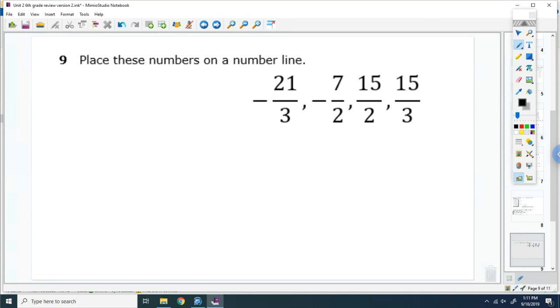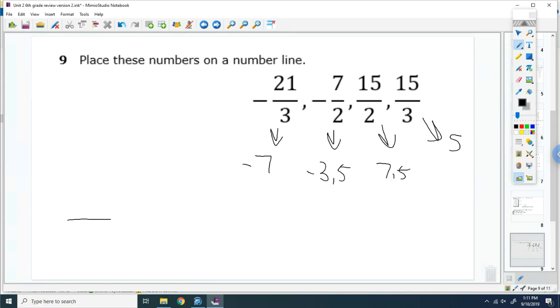9. Place these numbers on a number line. First, what I'm going to do is change them to whole numbers or decimals. -21 divided by 3 is just -7. -7 divided by 2 is just -3.5. 15 divided by 2 is just 7.5. And 15 divided by 3 is 5.